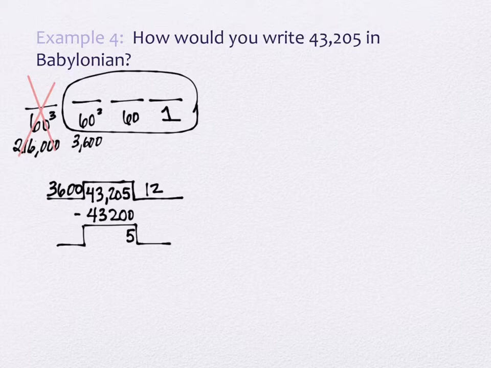Now, we're going to see the why on this later, but for now, what I want to tell you is you will always divide by the next place value. The next place value is 60. How many times will 60 go into 5? You're answering how many times 5 will go into 60. My question is, how many times will 60 go into 5?